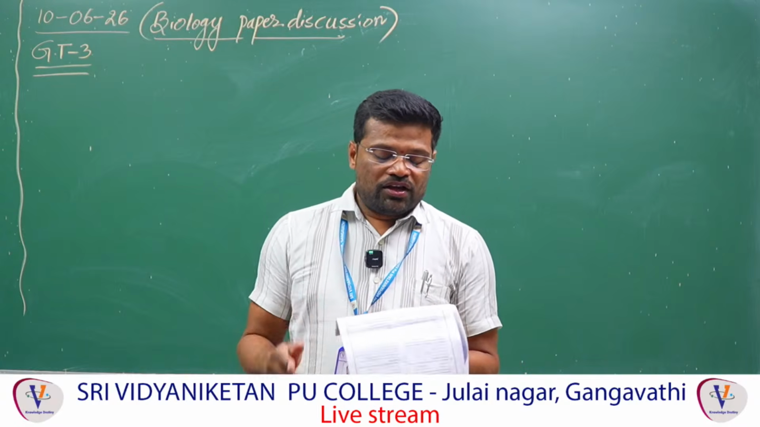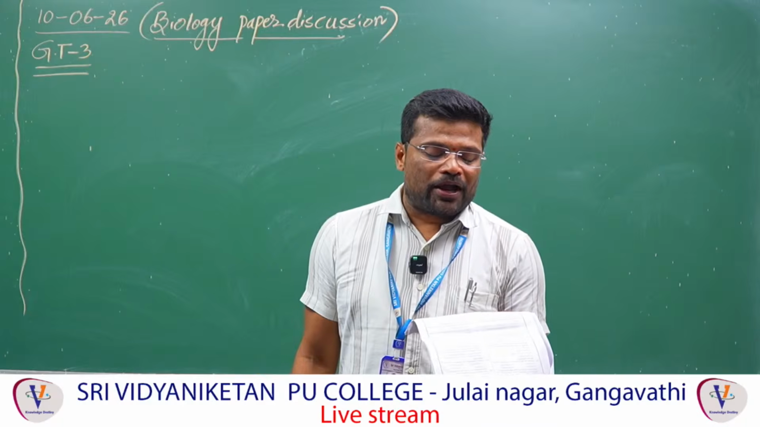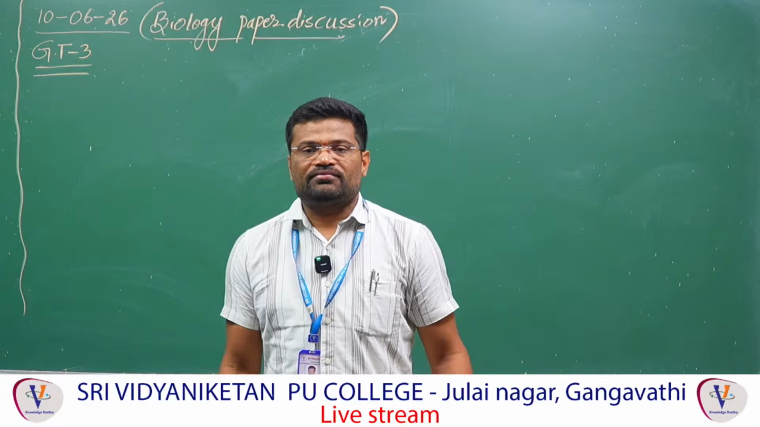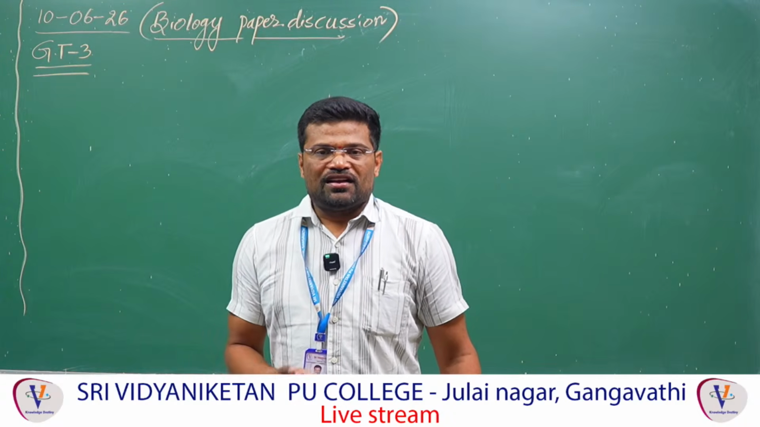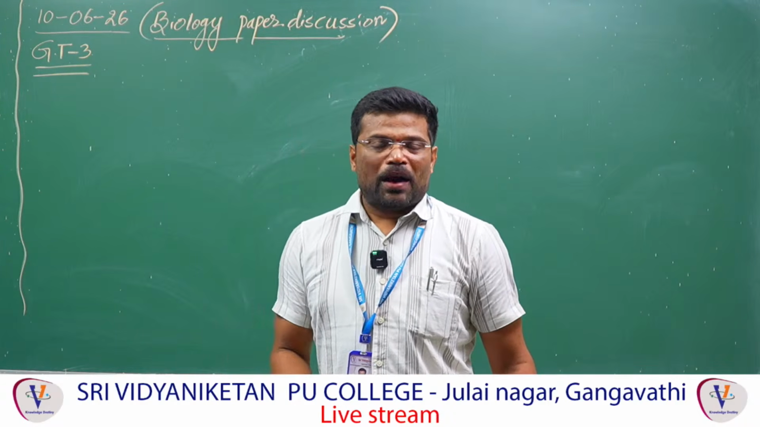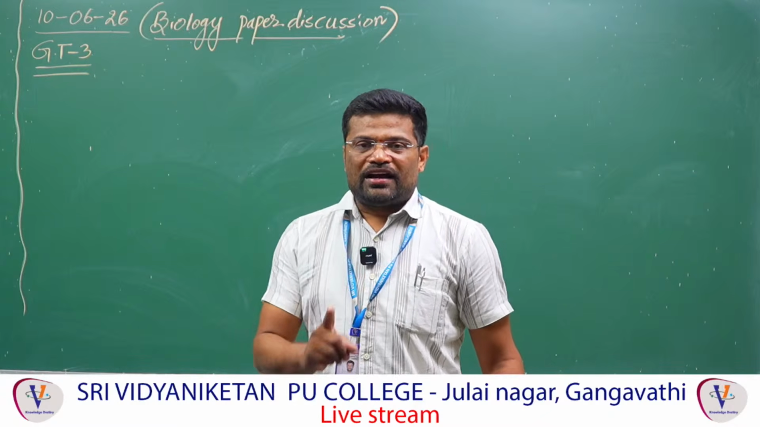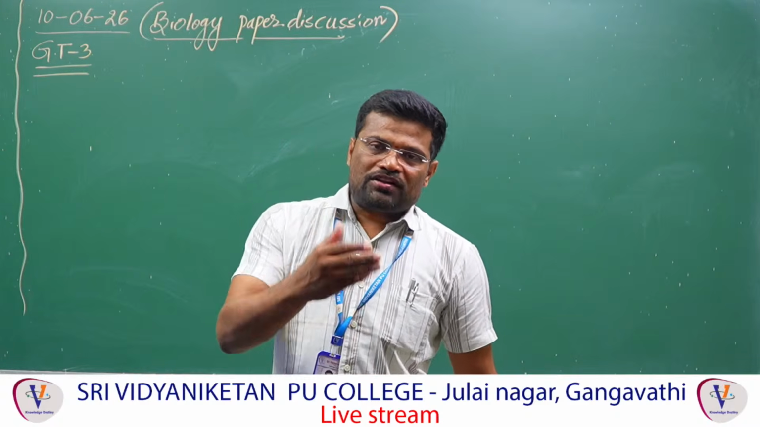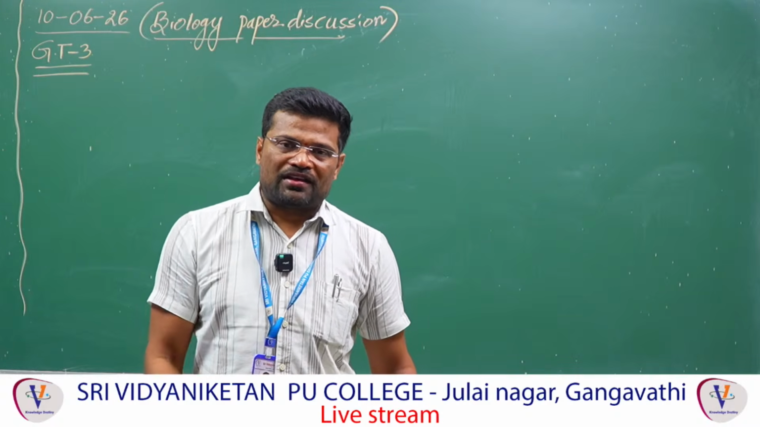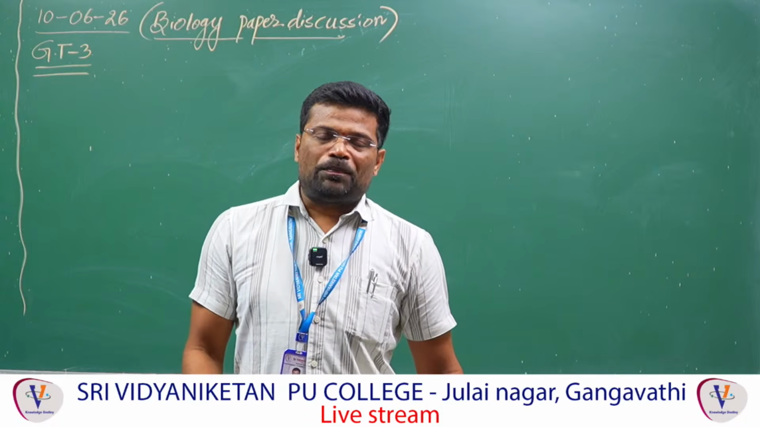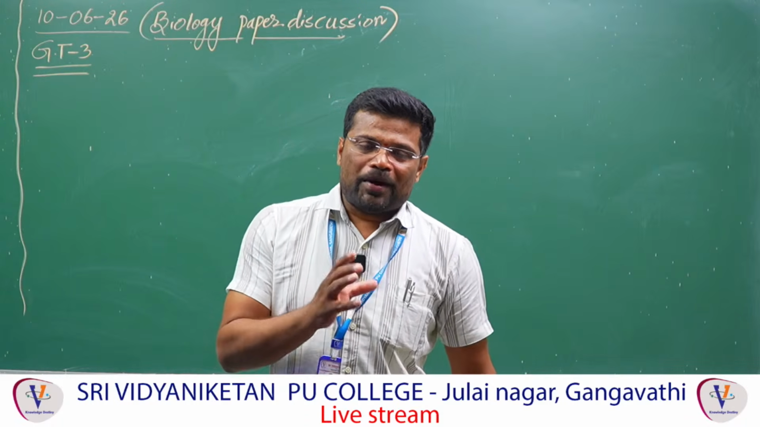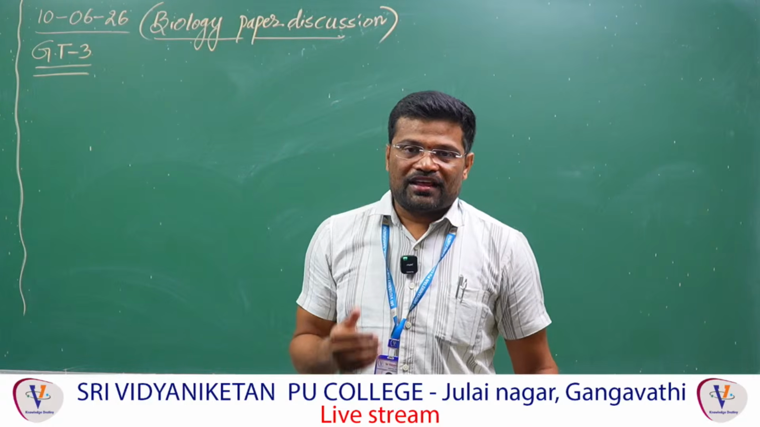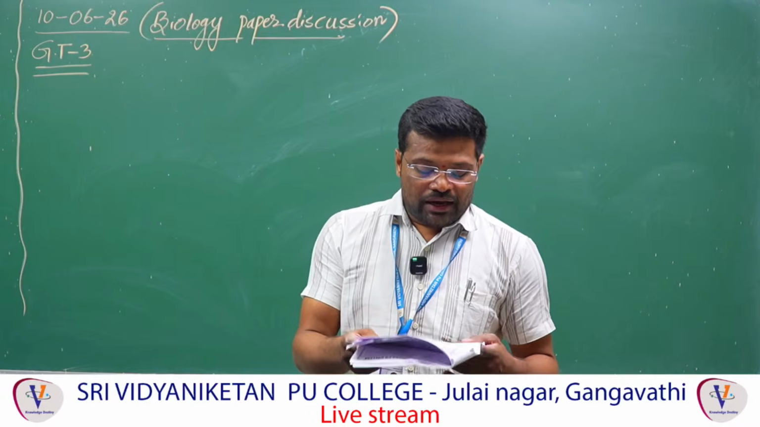Next, 140. Which of the following animals performs bioluminescence? Ctenophores perform bioluminescence. Ctenophores like Ctenoplana and Pleurobrachia both belong to the phylum Ctenophora. Understood? Both perform bioluminescence. Bioluminescence is the property of emitting light.